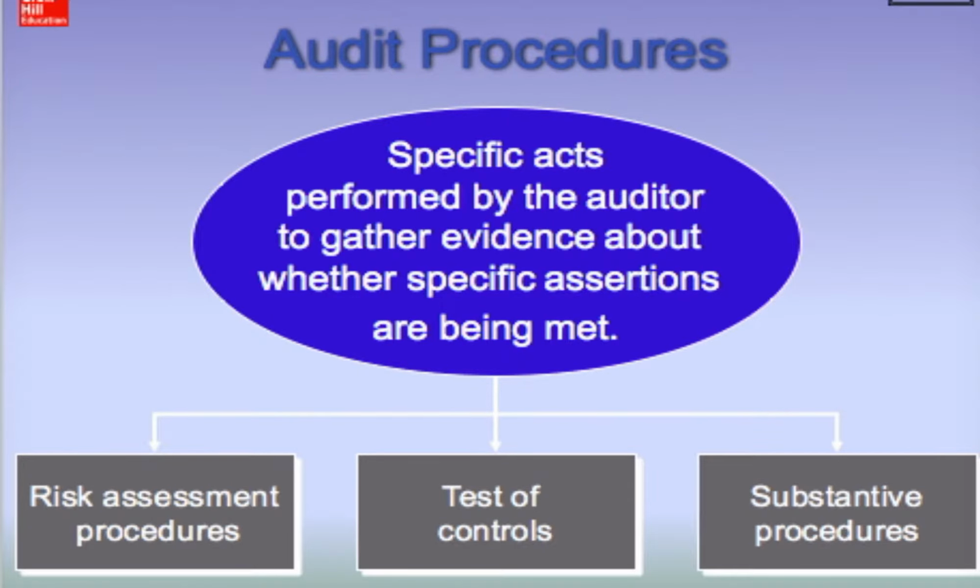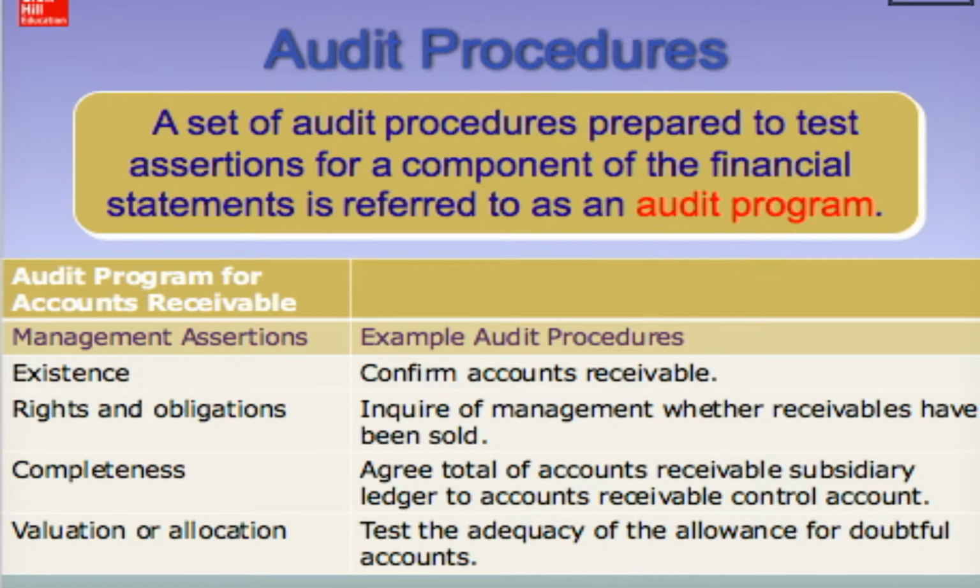So audit procedures, textbook definition, are defined as specific acts performed by the auditor to gather evidence about whether specific assertions are being met. So within that umbrella, you've got these three categories of procedures: risk assessment procedures, tests of controls, and substantive procedures. The terminology in audit program is basically a compartmentalized set of test assertions for a specific component of a financial statement.